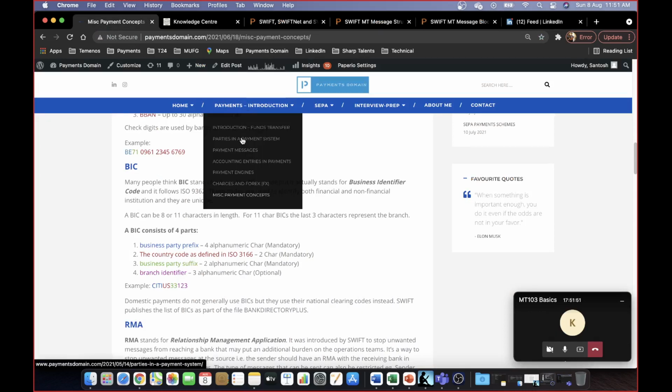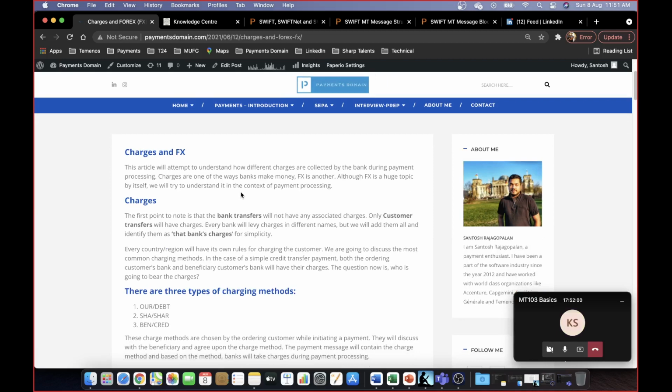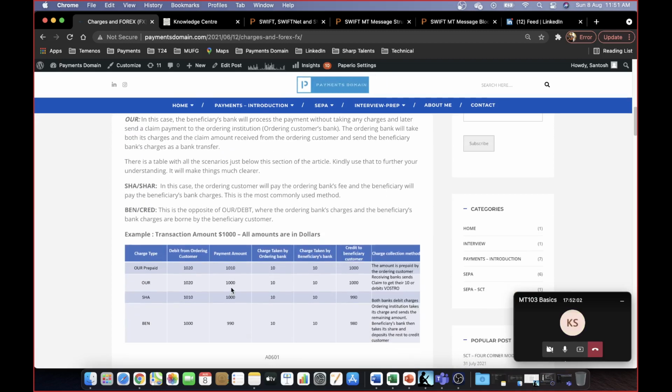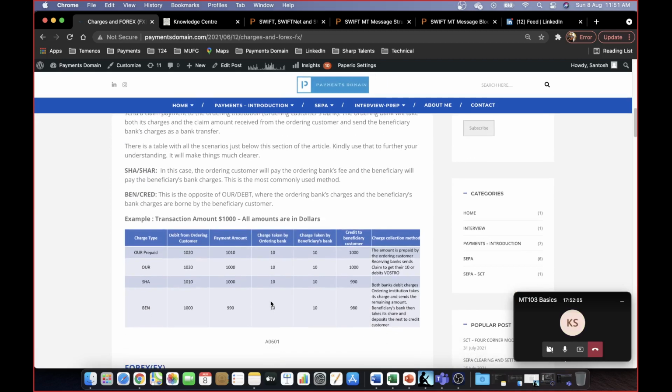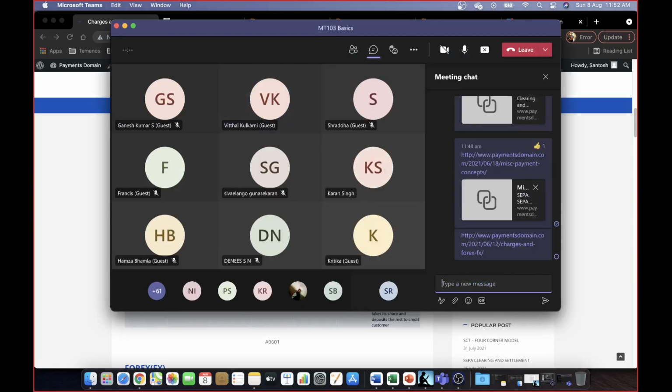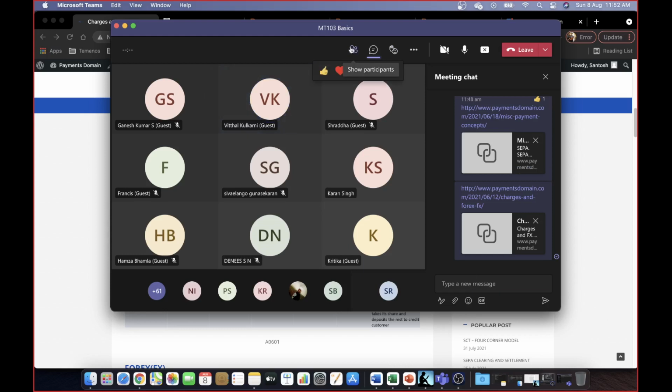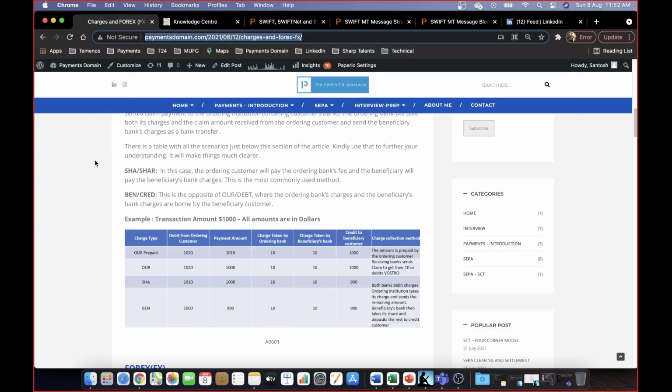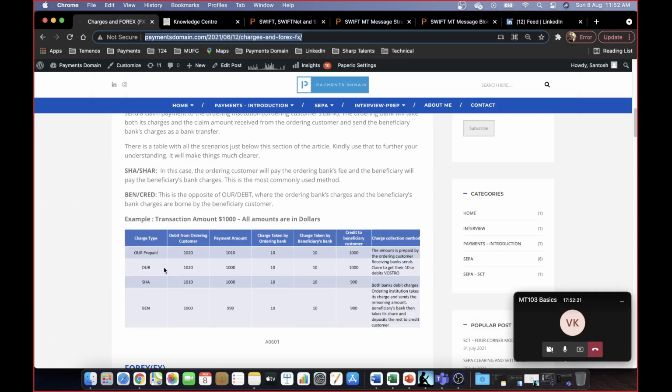What we can do is go to charges for us. Santosh, can you share the link of the post for these charges? Yeah, I'll do that. Okay, so these are the different possible charges.